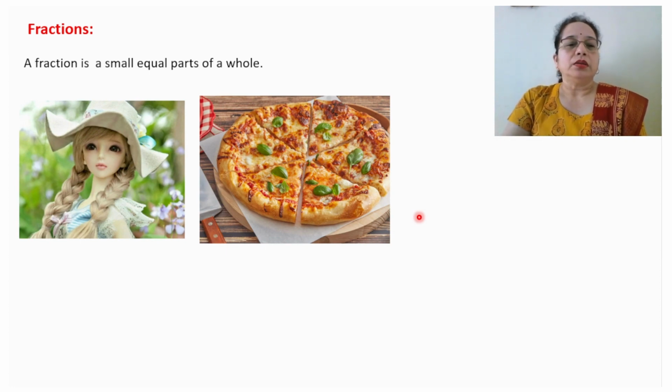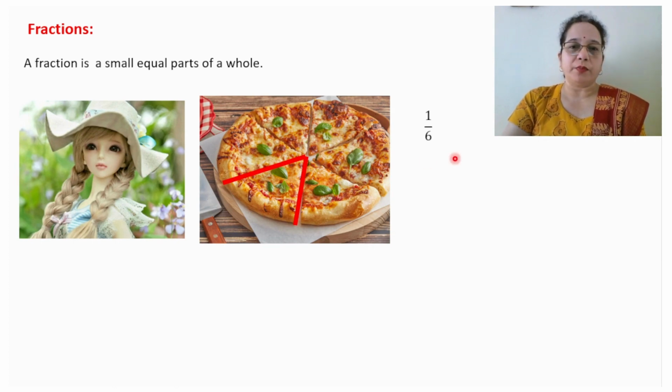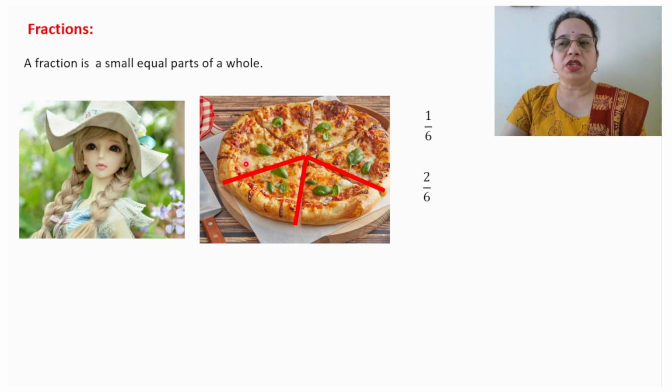So now Sia ate one part of the pizza. So how much portion she ate? 1 out of 6 part, 1/6 part. After 10 minutes, she ate one more part. So how many parts she ate till now? 2 out of 6, 2/6. And the remaining pieces she kept for parents. So how many parts? 1, 2, 3, 4. 4 out of 6, 4/6 part she kept for the parents.